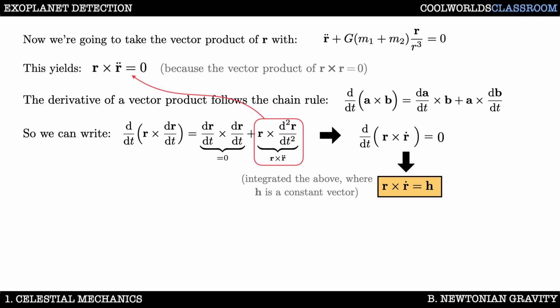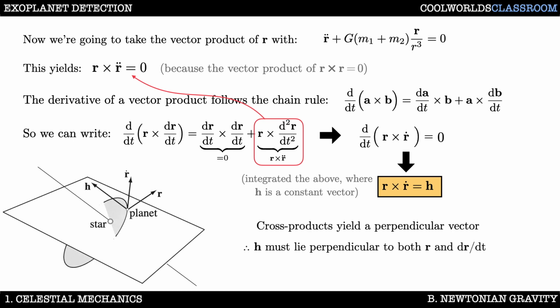Okay, but why is this important, you might well ask? Well, it tells us a couple of things. First, it reveals that the motion of the planet with respect to the star lies in a plane which is perpendicular to the direction of h due to the nature of the vector product. It also means that the position and velocity vectors always lie in the same plane, and we call this plane the orbital plane. This h vector therefore lies along the direction of the angular momentum vector, and is thus called exactly that.